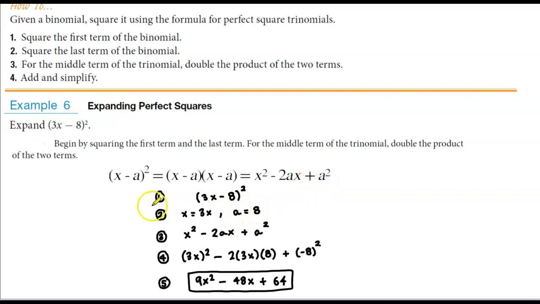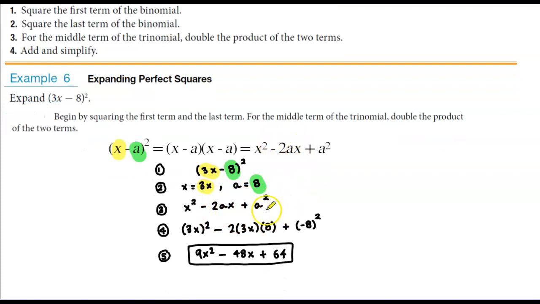Now, if we take a look at the first term here, which is x, that represents 3x. So x is actually 3x. And then we can see that a is 8. Again, we're going to use this form and substitute our values in for what x is and what a is into that form.